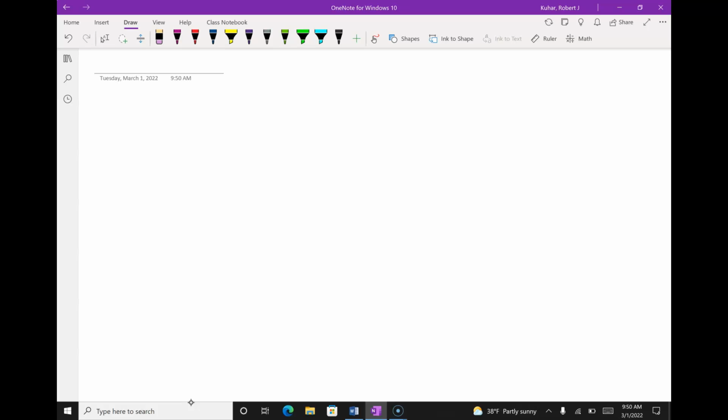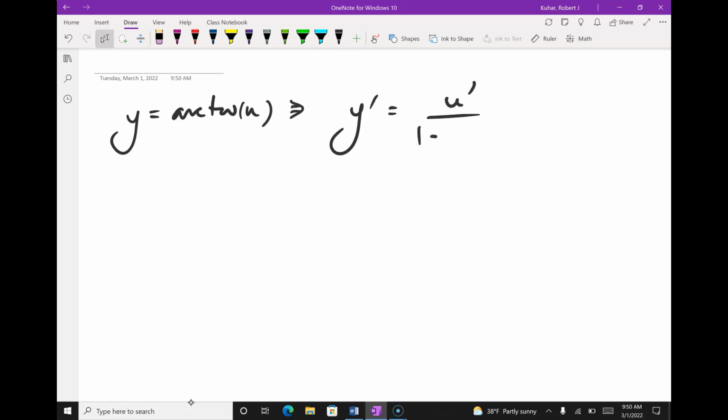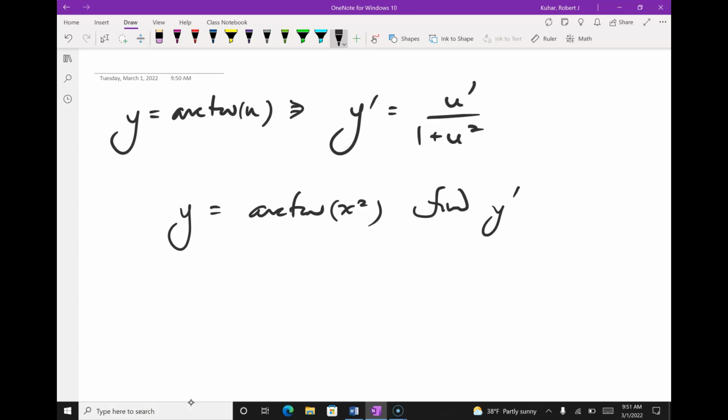I have on my formula sheet that y equals arctan of u gives me y prime is u prime over 1 plus u squared. Everyone okay with that version with u in it? It's just some other function, right? So if I have y equals the arctan of x squared, let's find y prime and the critical values.